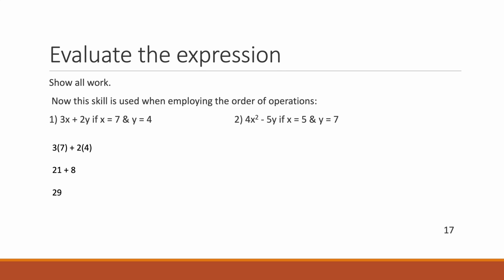Okay, so number 1 says 3x plus 2y. If x is 7 and y is 4, I substitute them both in. That's where we're at here. And then order of operations says we multiply before we add. So 3 times 7 is 21. 2 times 4 is 8. Add them up, 29. Try number 2. Careful of that exponent there and how that relates to the order of operations. Go ahead.